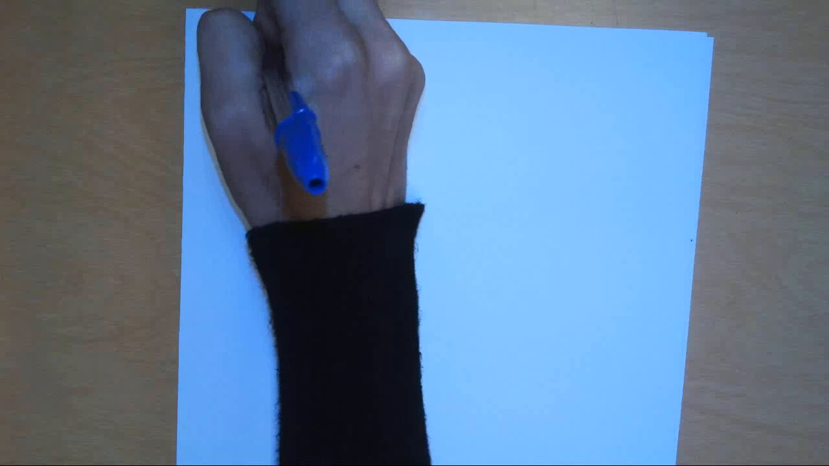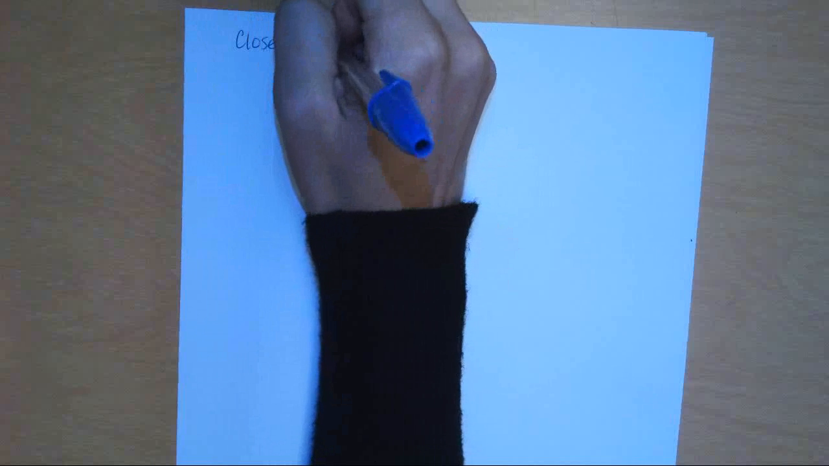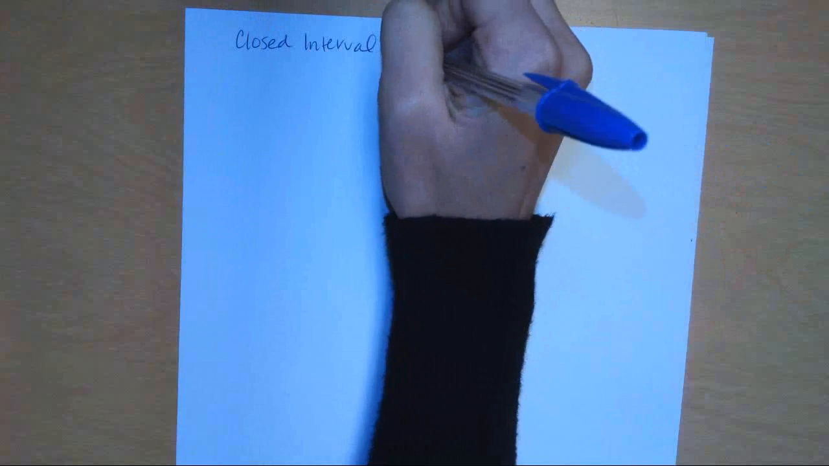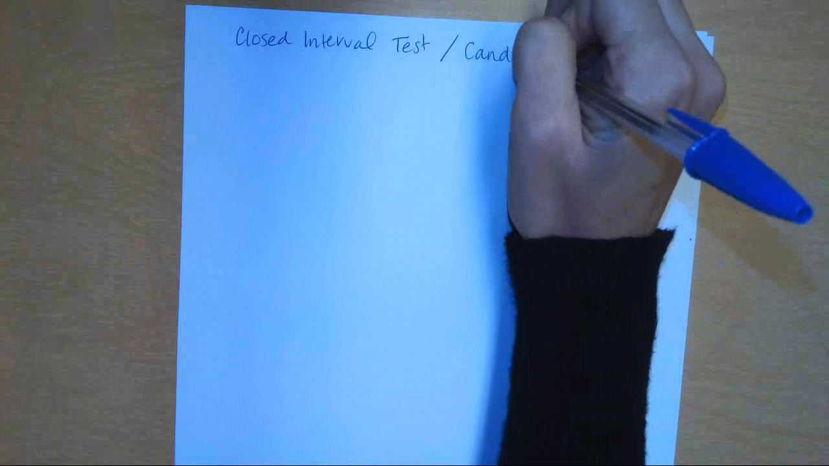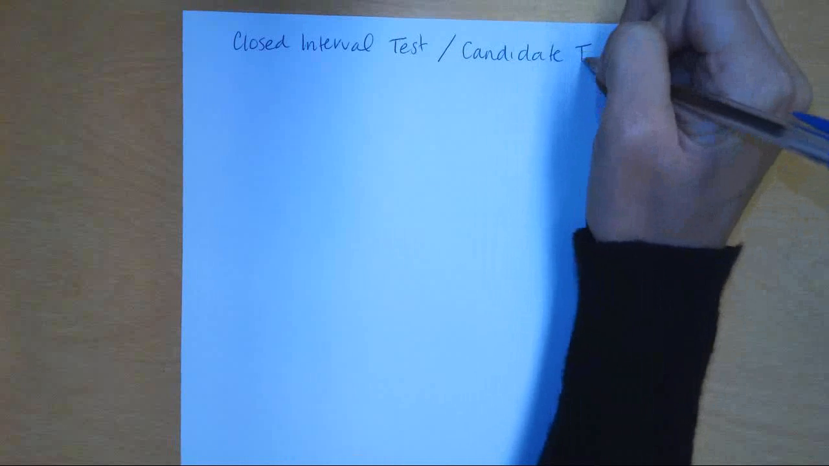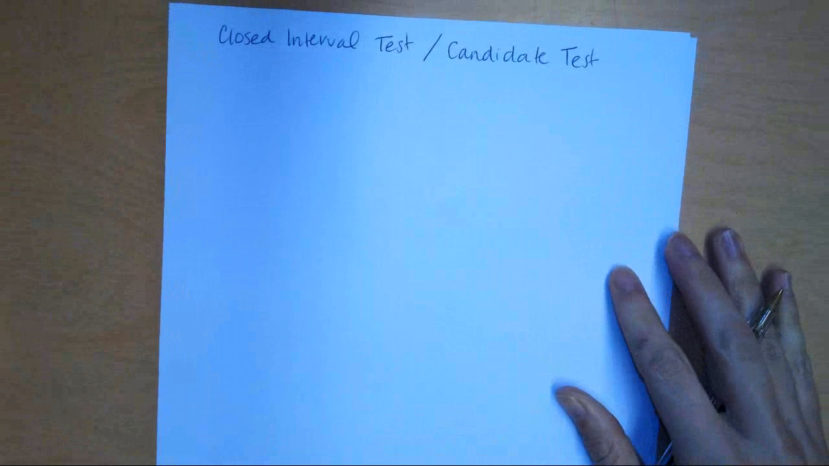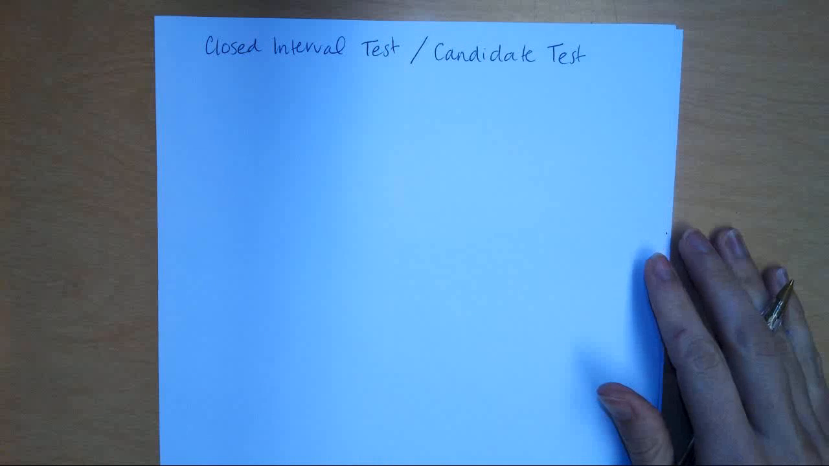Okay, so if f is continuous on a closed interval, then f has to have an absolute max and an absolute minimum. Do you remember this now? We talked about it. Okay, good. So, we're going to talk now about the closed interval test. This is also called the candidate test. I used to always call it the candidate test, and so I'll probably call it that more times than I want to.